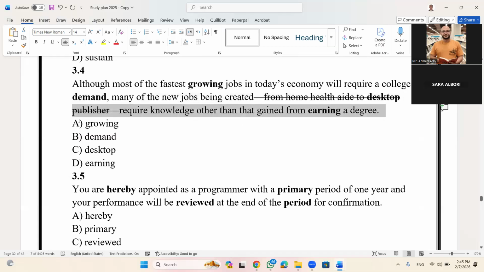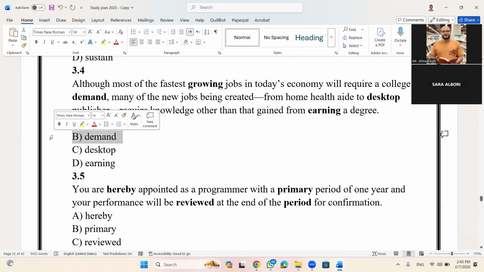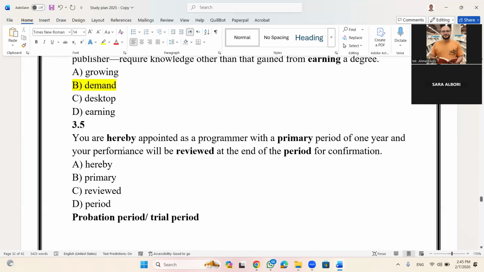So which one here does not fit the context? I think it's demand, because the sentence should state that the jobs will require. Perfect. A college education or a college degree. That's wonderful. Super. Well done, Sarah.